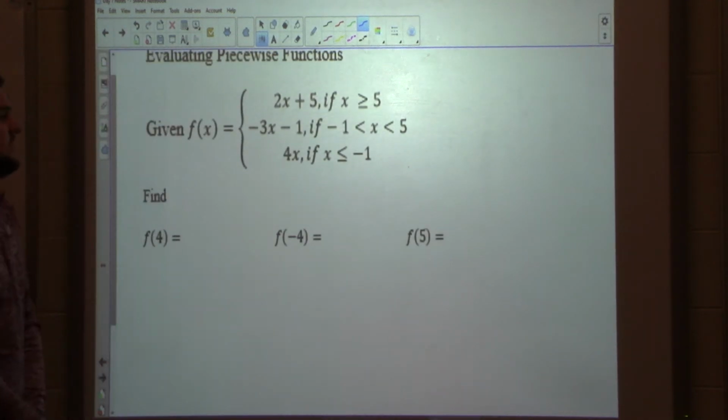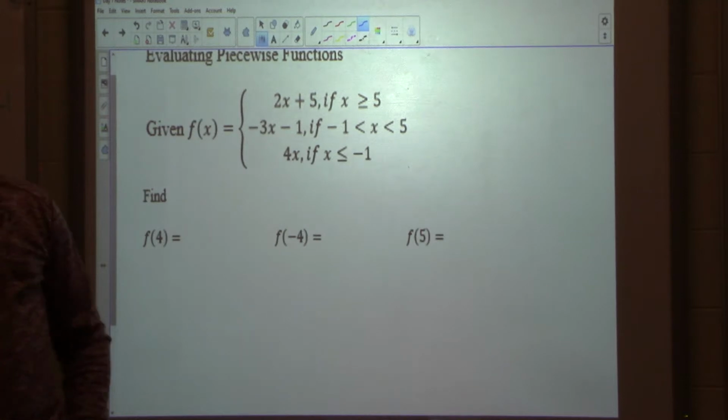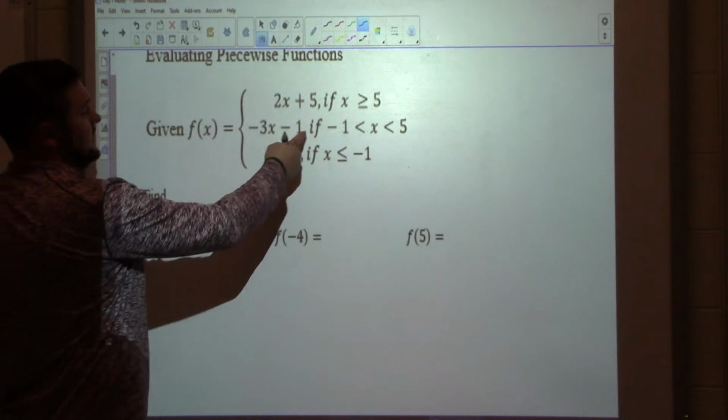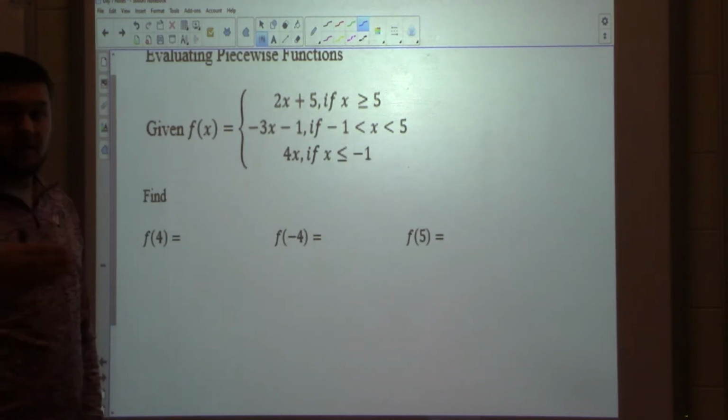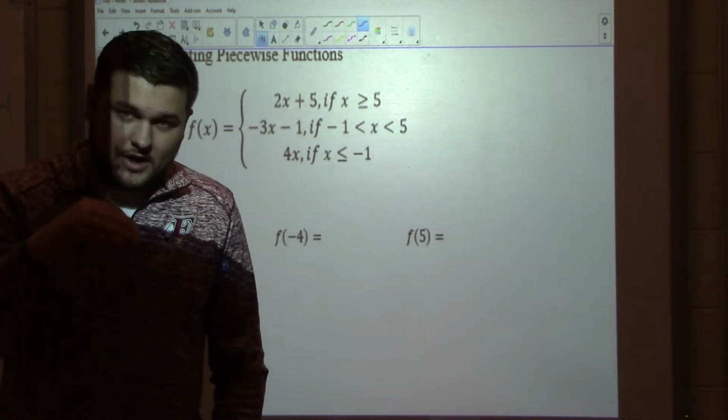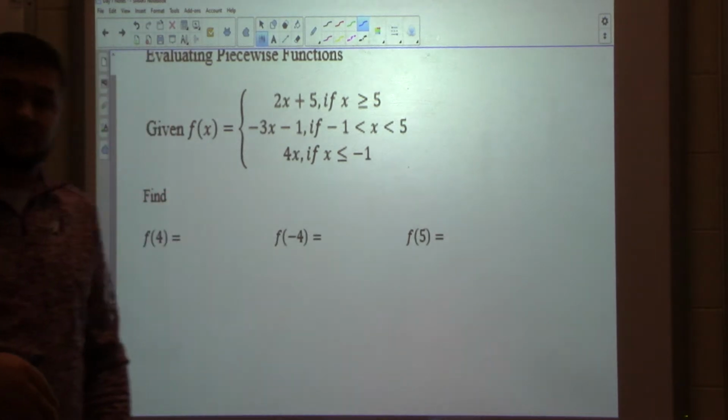Graph the piecewise function given f of x equals 2x plus 5 if x is greater than or equal to 5, or -3x minus 1 if x is between -1 and 5, or 4x if x is less than or equal to -1. The biggest part about this problem is figuring out which function we're going to use based on our x value.